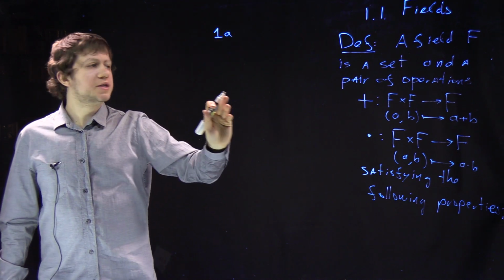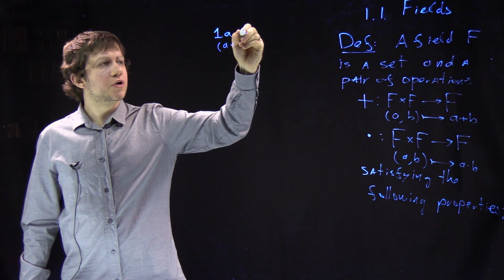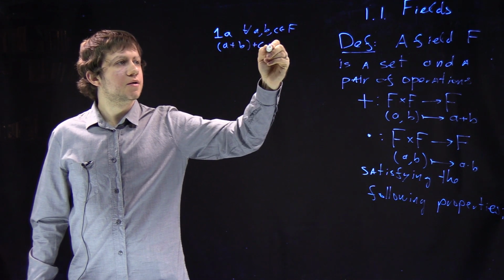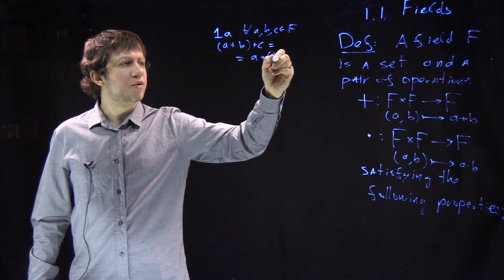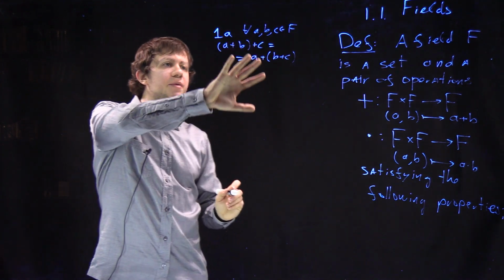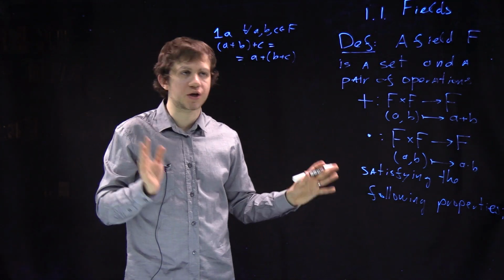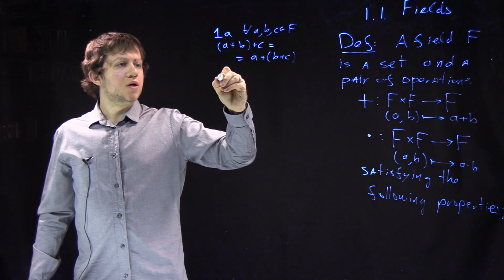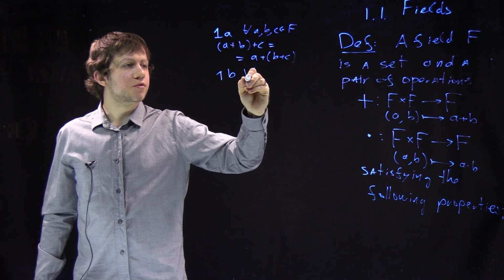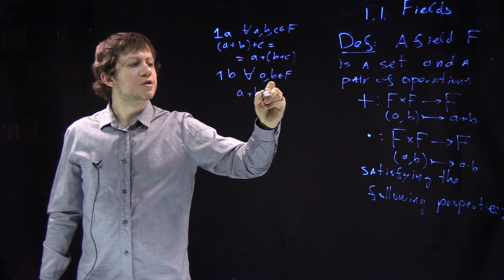So first four properties are properties of addition. The first one is called associativity. For every three elements A, B, C in F, (A plus B) plus C equals A plus (B plus C). So the idea is that this mimics the usual properties of addition and multiplication, which hold in the real numbers or rational numbers case. So the second property is also very natural. For every elements A, B in F, A plus B equals B plus A, commutativity.